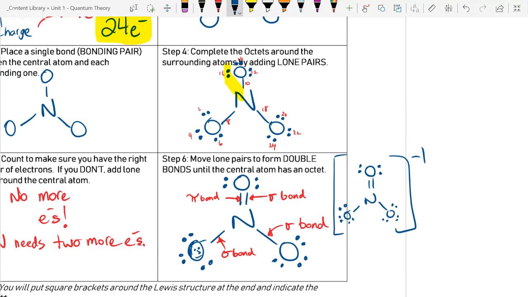I believe in your homework, you're going to have to do a Lewis structure for the nitrite ion.